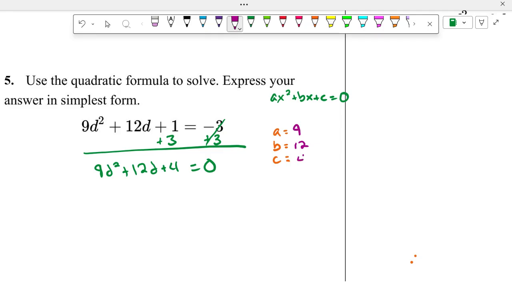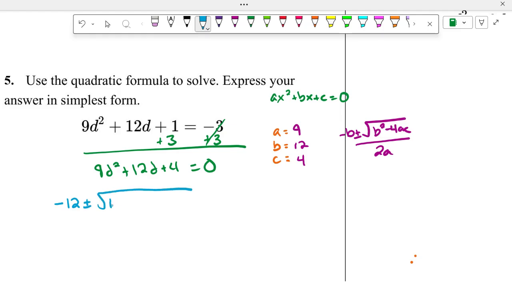4. Good. So I'm going to plug it into the formula: negative b plus or minus the square root of b squared minus 4ac all over 2a. I'm going to plug it in as is. I'm not going to do any simplifying. All right. So this will be negative 12 plus or minus the square root of 12 squared minus 4 times a, which is 9, times c, which is 4, all over 2 times 9. That's all I did. I've done no simplifying. I just put the values in the formula as is.